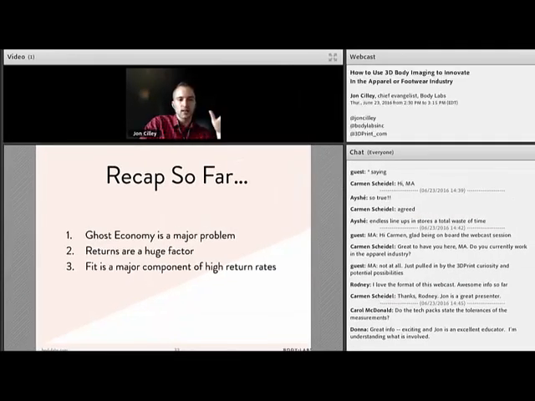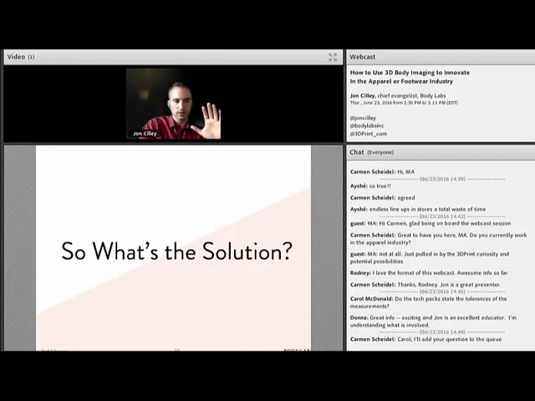So with all that said, what's the solution for this? You just scared the crap out of me if you're an apparel company. You probably already know what the problems that exist within this space. So what the heck do we need to do in order to be able to solve for these problems?